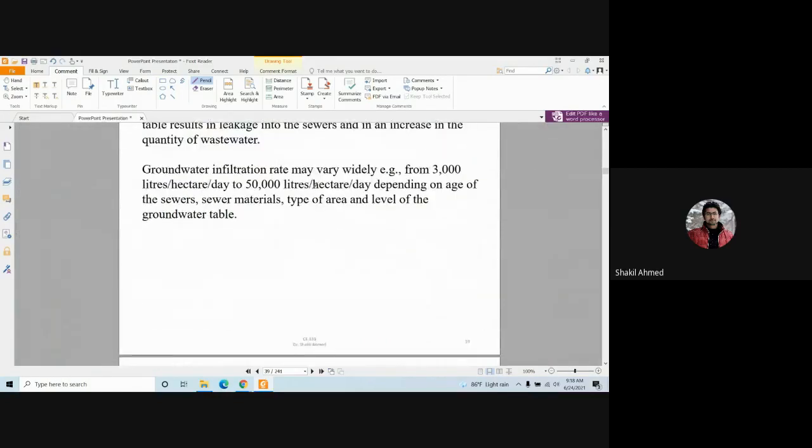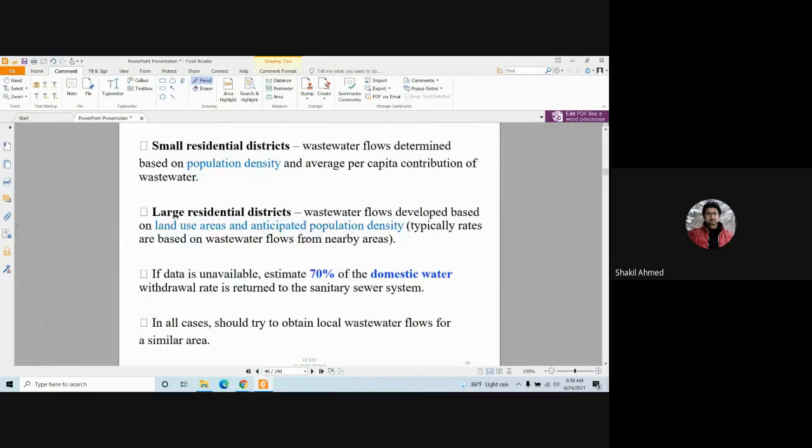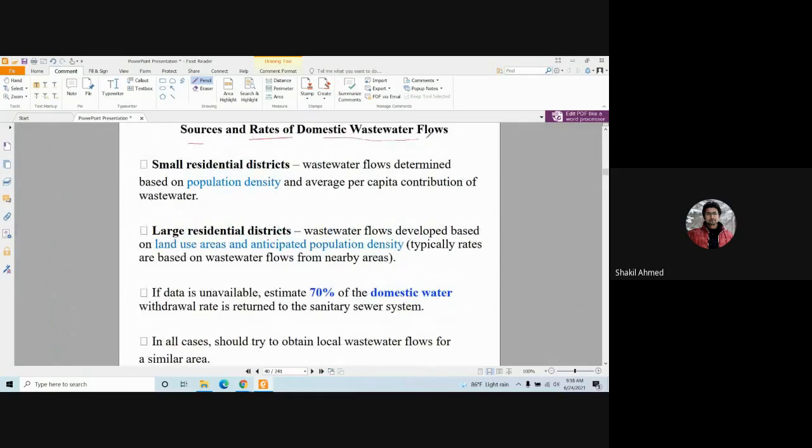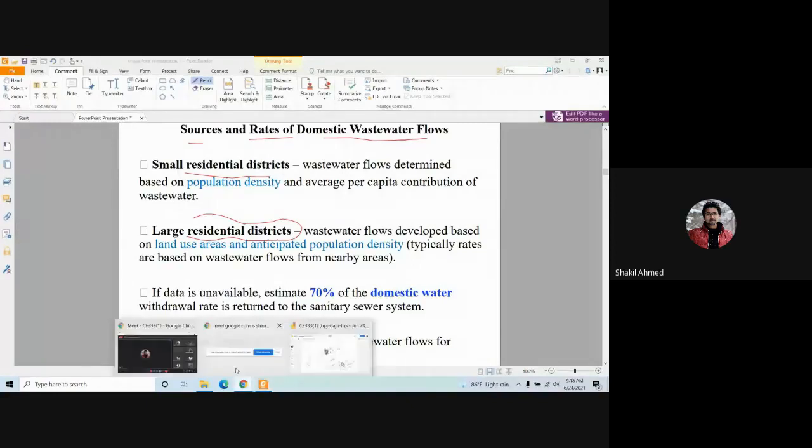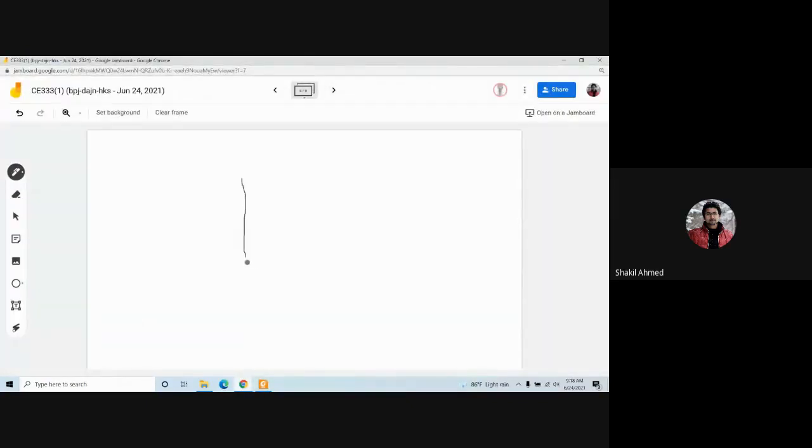Groundwater infiltration, sometimes infiltration may occur from the groundwater. So sources and rates of domestic wastewater flows, small residential districts, large residential districts. Now, when you are going to calculate the load, sewage load, and if this is a small area, and it's easy to count the number of buildings, then you can calculate the sewage load by estimating the sewage load generation from each of the building.